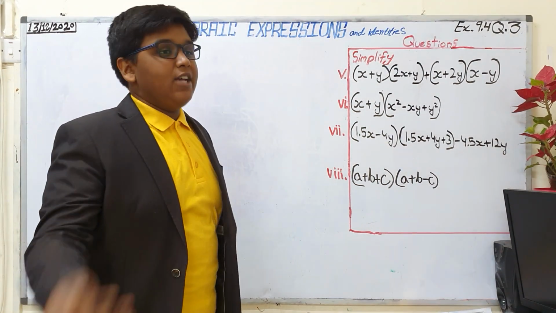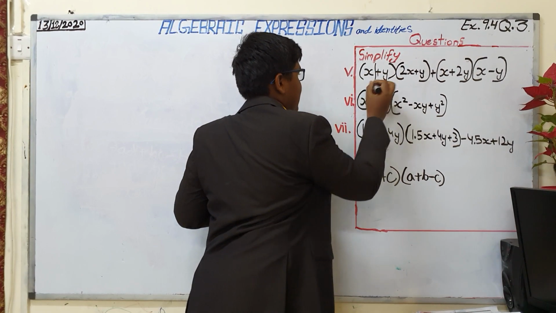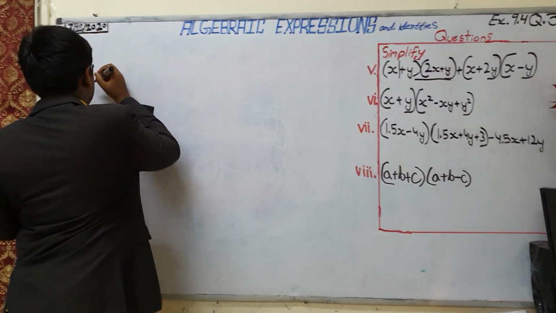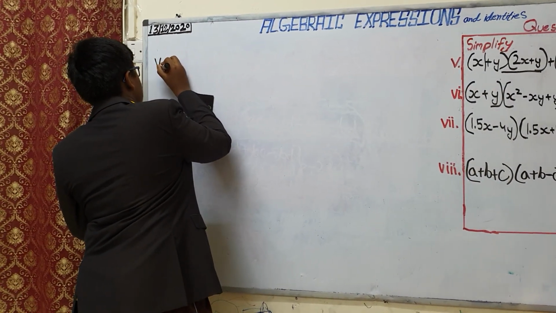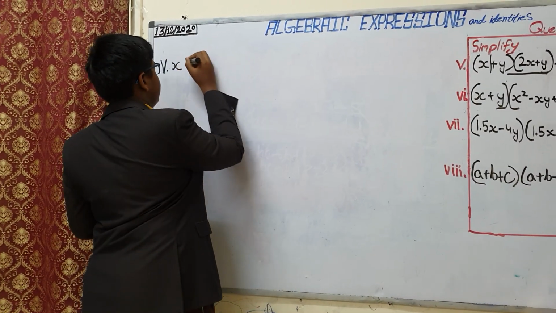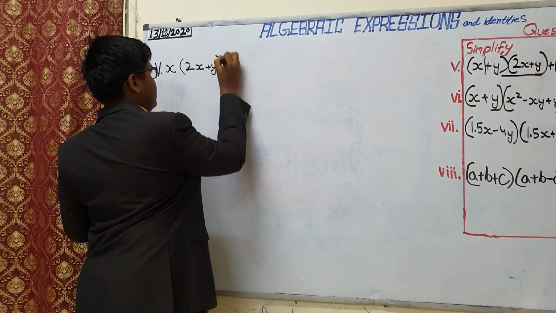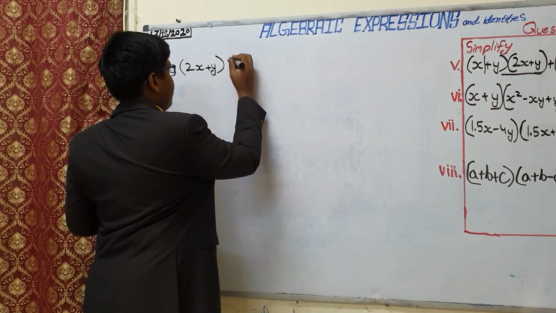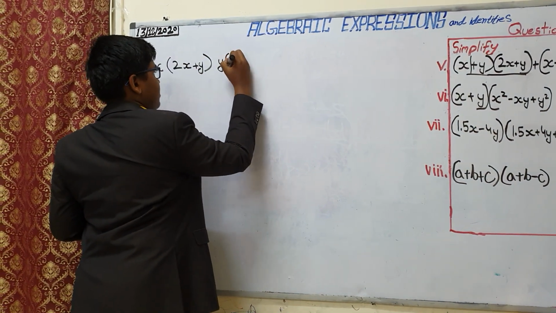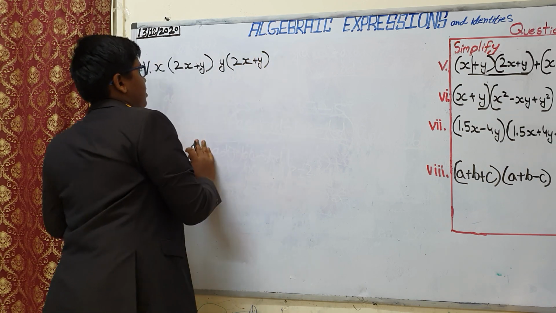but we will solve it as we did the previous one. So first we will separate this x and the plus y, and then we will multiply it by 2x plus y. So this is the fifth one. Now x into (2x plus y). Now this is in bracket. Then this is plus y. We are not going to write plus here. Then (2x plus y). Now let's multiply it.